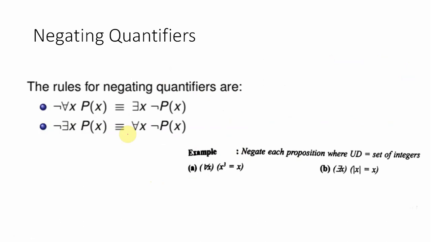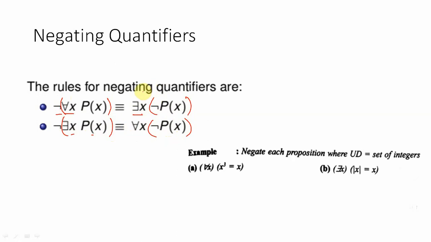Now we come to an important point, negating of quantifiers. The rules for negation of quantifiers are quite simple. The universal quantifier is negated to be an existential quantifier and vice versa. The negation of for all x px is there exists x such that px is false. And the negation of there exists x such that px is true is for all x negation of px.